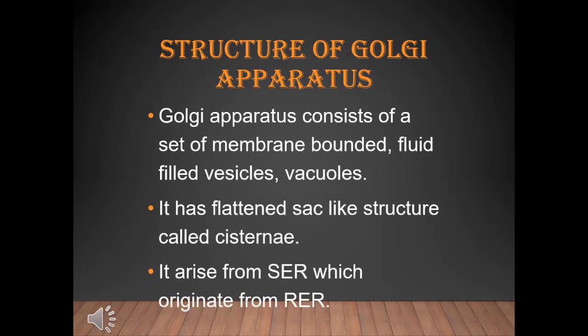Structure of Golgi apparatus. Golgi apparatus consists of a set of membrane-bounded, fluid-filled vesicles and vacuoles. It has flattened sac-like structures called cisternae. It arises from the smooth endoplasmic reticulum, which originates from the rough endoplasmic reticulum.